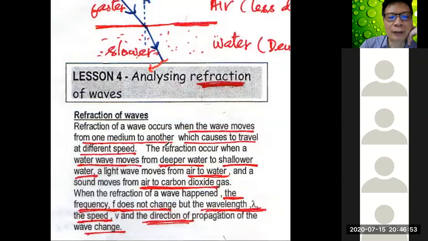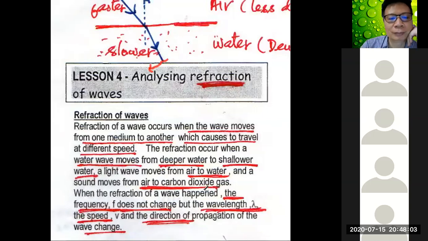Next, refraction occurs when the water wave moves from deeper water to shallower water. I told you just now. Refraction can happen in the water wave when it moves from deep water to shallow, or from shallow to deep also. Then light, to have refraction, must move from air to water. I show you here, air to water, right? And a sound wave also can refract when sound moves from air into carbon dioxide gas. Why? Because air is less dense, carbon dioxide gas is denser. So refraction of sound happens when the sound moves through a medium with different density. Air is less dense, carbon dioxide denser, so the sound will bend. Later on you will study, okay? So now you know a little bit first.